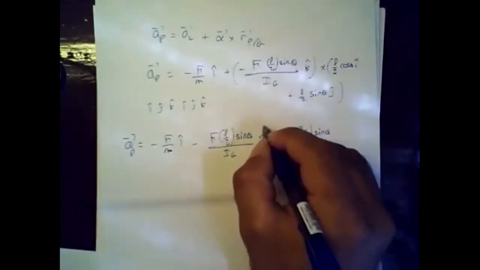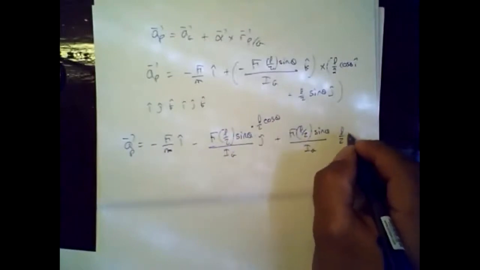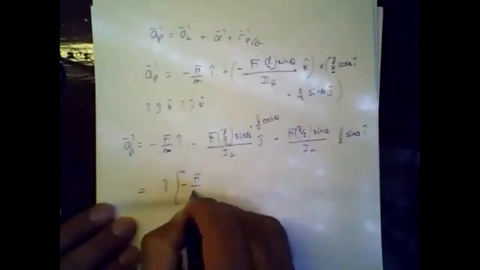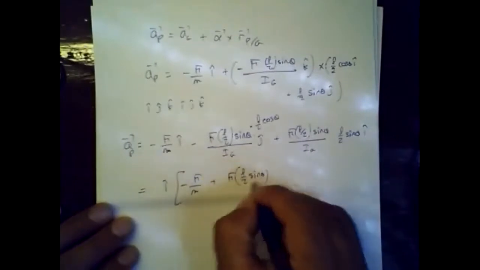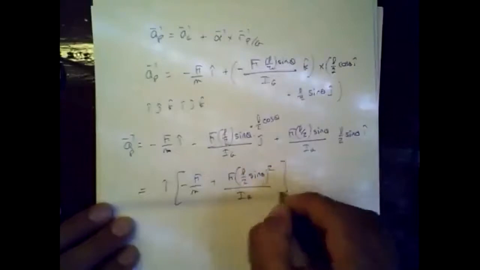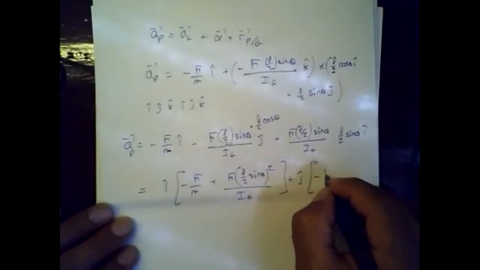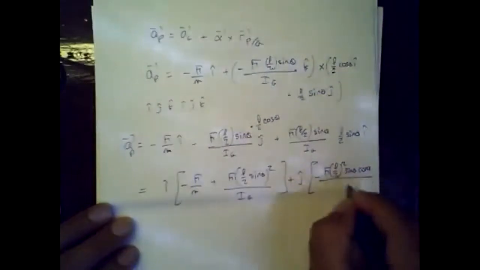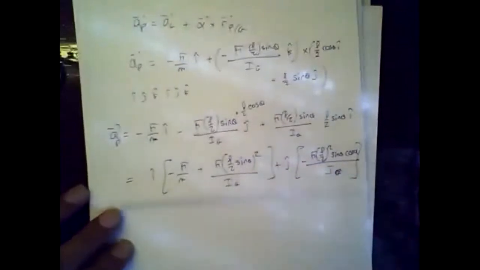Right, and then I think here I forgot to multiply by L over 2 cosine theta, right? So L over 2 cosine theta here, and then here times L over 2 sine theta I. So just to rearrange that, in the I direction I'm going to have minus F over M plus F L over 2 sine squared theta over IG, plus J, you have minus F L over 2 squared sine theta cosine theta, divided by IG.